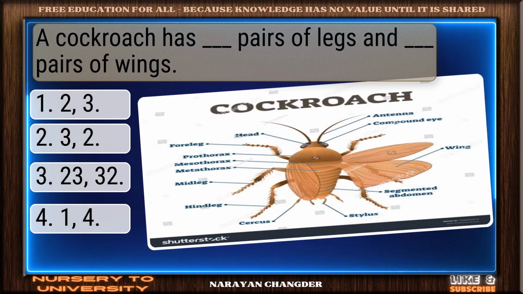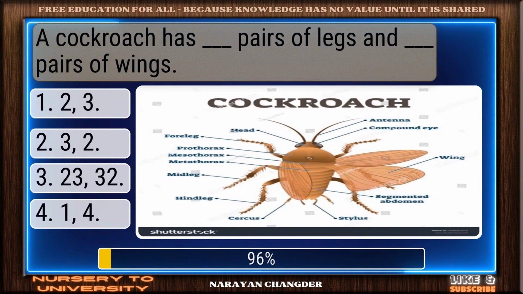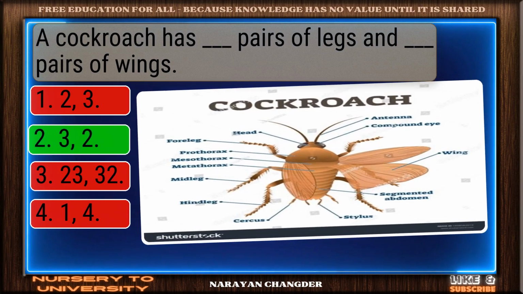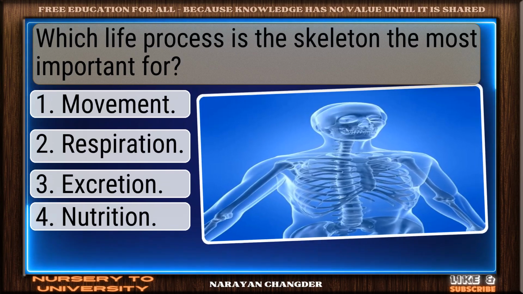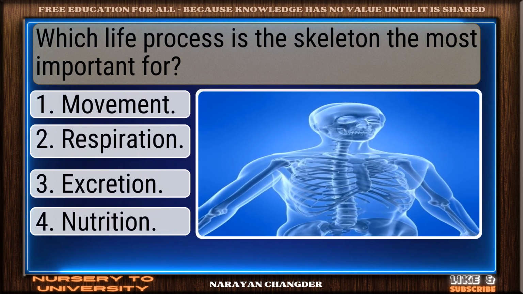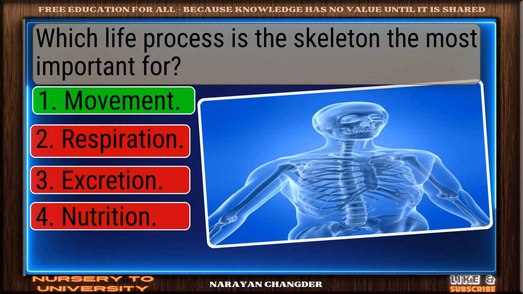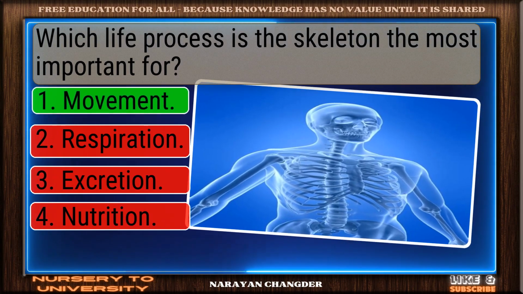A cockroach has dash pairs of legs and dash pairs of wings. Great job. 3-2 is the accurate answer. Which life process is the skeleton the most important for? Right again. Movement is a valid answer.